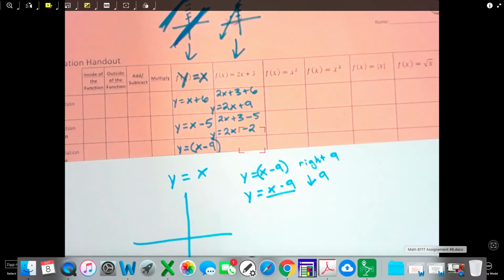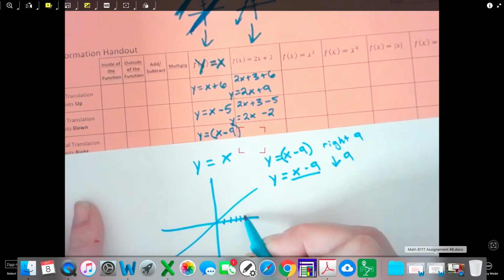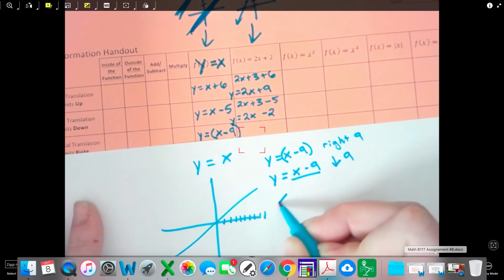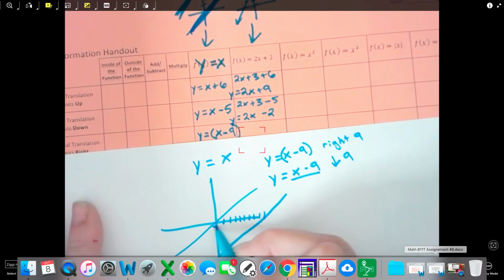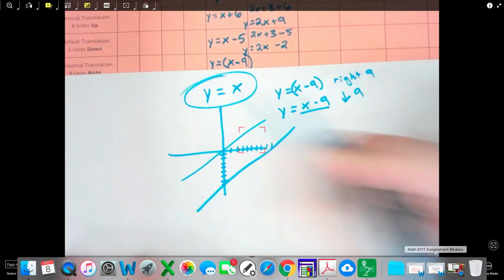Let me show you what that looks like. Going 9 units to the right, when I have this function right here, 1, 2, 3, 4, 5, 6, 7, 8, 9, now looks like this. Wait, that's also down 9. You see that? Taking that function and shifting it to the right 9 units is the same thing as shifting it down 9 units. Now, that only works when you're starting with y equals x, okay?